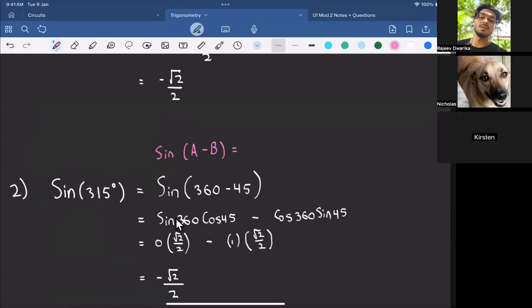Kirsten, do you have the formula for sine A minus B copied down? Okay, I see something in the chat. Sine A cos B minus cos A sine B. Perfect. That's the formula, right? The formula is sine A cos B minus cos A sine B. So Kirsten, what is A and what is B? Drop in the chat. What is A and what is B?